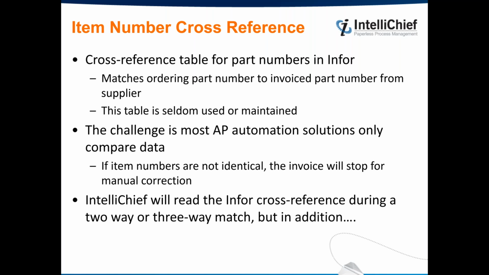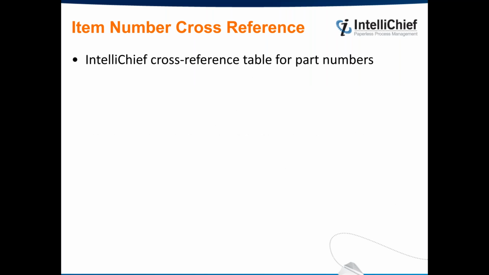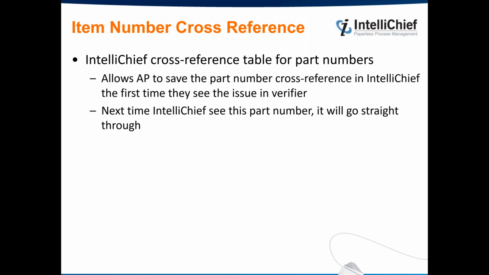So what we'll do is we'll read your table if you're using it, right? The Infor cross-reference table, or we can actually give the user our own table for cross-referencing that they update while they're doing it. So what you're doing is you're using machine learning. You're effectively teaching IntelliChief not to ask about that one ever again. And so it allows AP to save part numbers on the fly as we're encountering errors so that the system won't ask about that error next time.